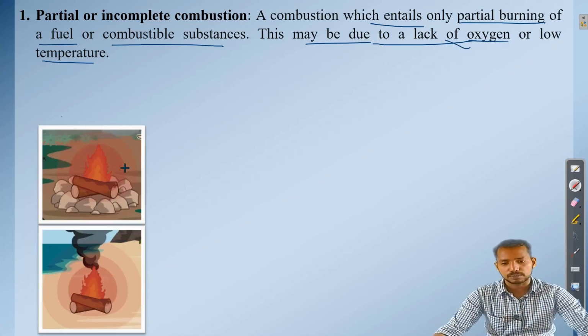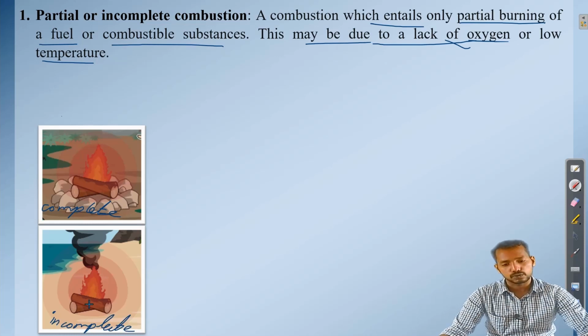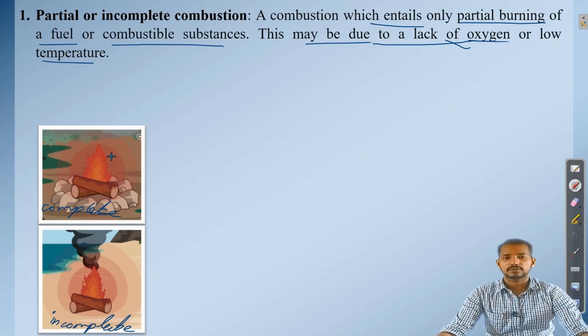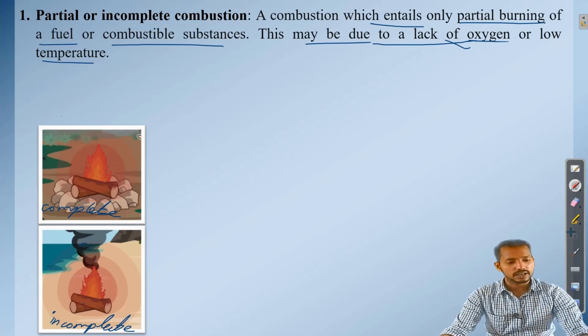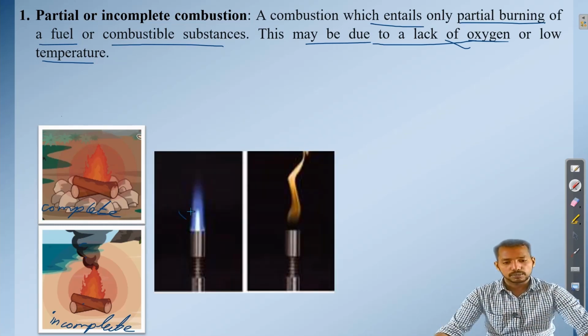You can see this is representing complete combustion without any smoke. But the second figure, the lower figure, is representing incomplete combustion of the same wood. Here smoke is produced, which indicates incomplete combustion. Here there is no smoke, burning smoothly. That is complete. In case of gases also we can say it by the blue flame.